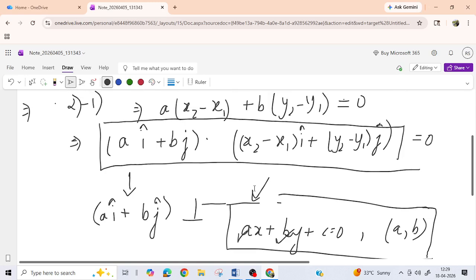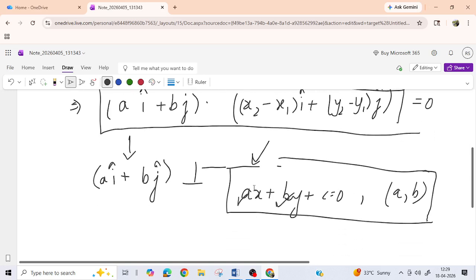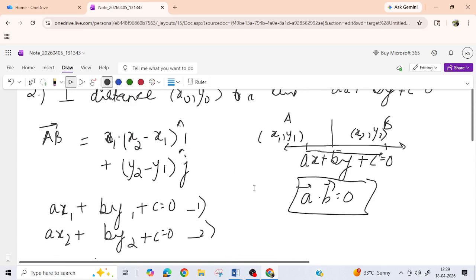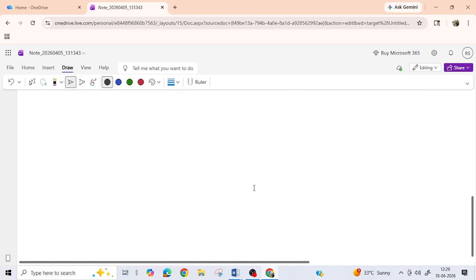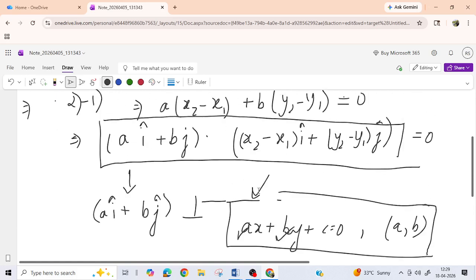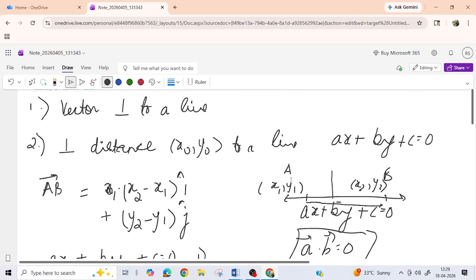and be very comfortable with the fact that the coefficients of the line ax plus by plus c equal to 0 are nothing but the vector which is perpendicular to that given line. Okay, so this is one thing. Now this was the first thing which we derived: the vector perpendicular to a given line ax plus by plus c is nothing but a i cap plus b j cap. Okay, this is perpendicular.